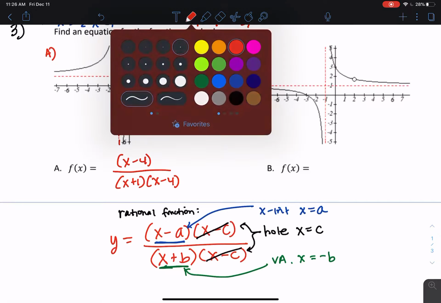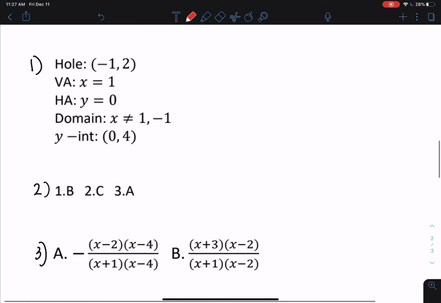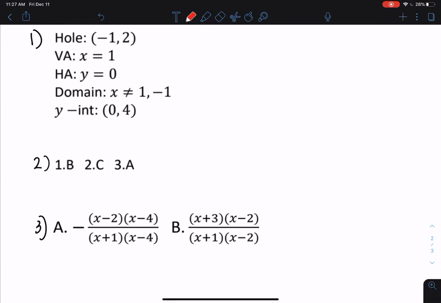The last thing that I need to know is I have an x-intercept here at x equals positive 2. And so that tells me that only in the numerator I have an x minus 2. And we're done. Now, if you check the answers, we got it right. These two were switched. Doesn't matter which one comes first and which one comes second. But notice they have a negative in front.